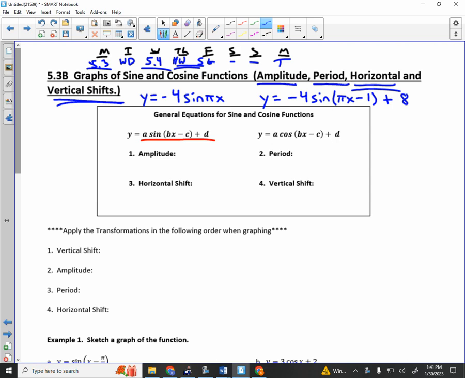The amplitude is still always the absolute value of A. Who remembers the formula for period? 2π over b. The vertical shift is the number on the outside, so it's that d value. Maybe remember that unit from earlier this year where we talked about outside is vertical and inside is horizontal. So the horizontal shift has to do with the inside. We set bx minus c equal to 0 and we solve for x.